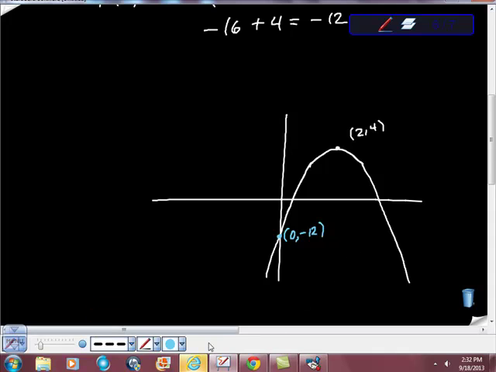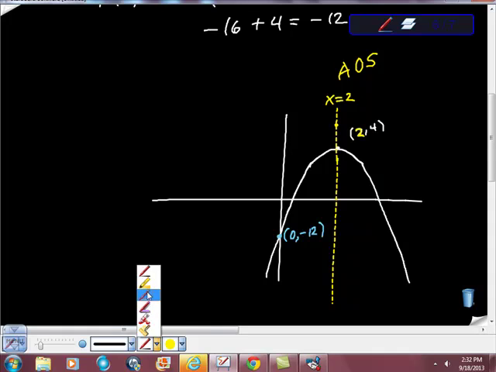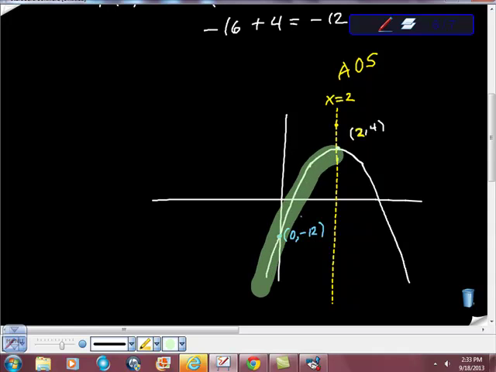We can get some other stuff here if you like. I'm sure that your teacher will want to see some other stuff. So I'm going to go to the x value of the vertex and pull straight down here. That is the AOS, the axis of symmetry. The name of the line in this case is x is equal to 2, because everywhere on this line, x is equal to 2. Your professor or teacher may ask for more, and the other thing that we know is that our function is increasing all the way to this point, and it is decreasing all the way from that point to here.